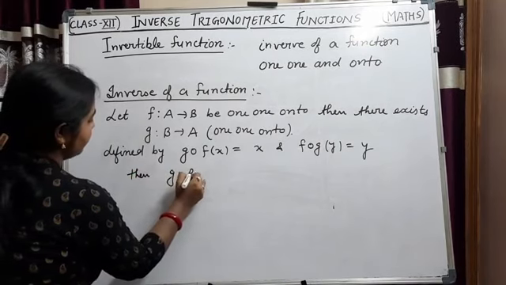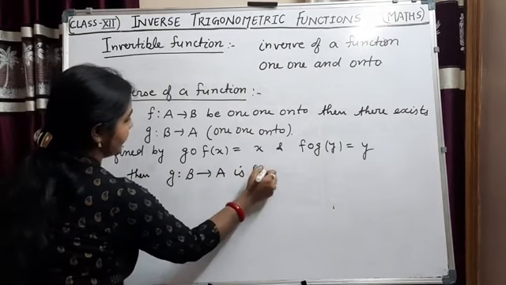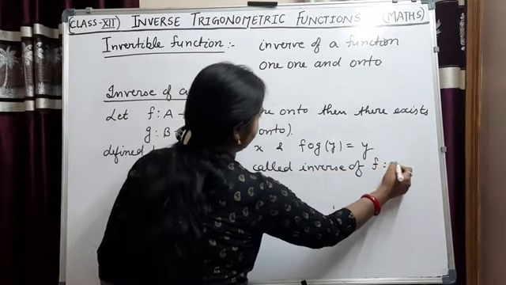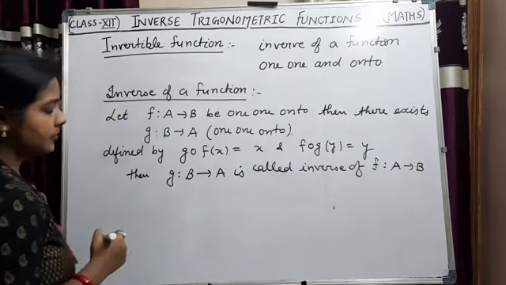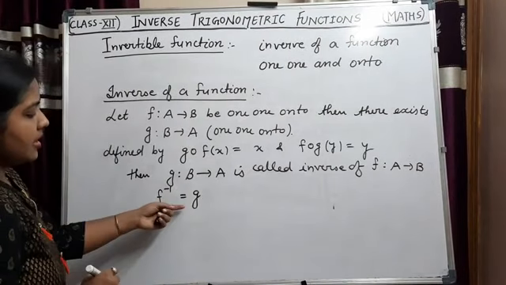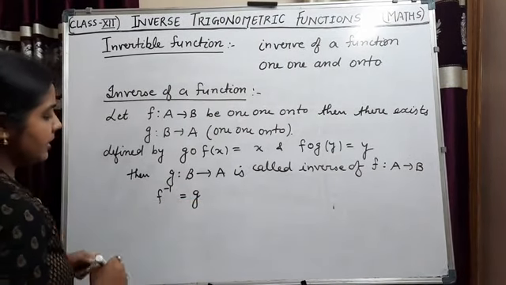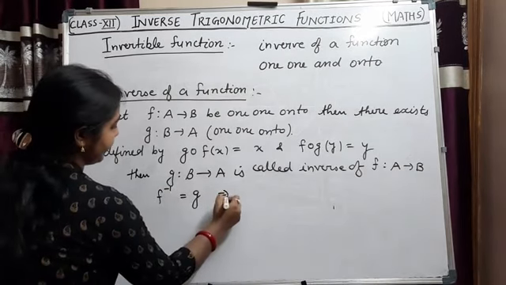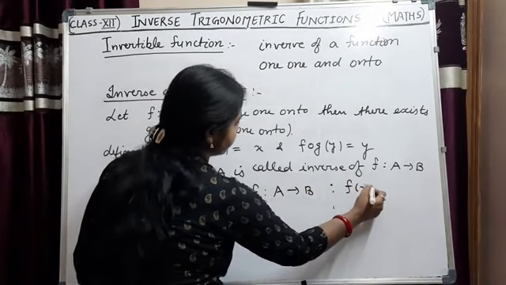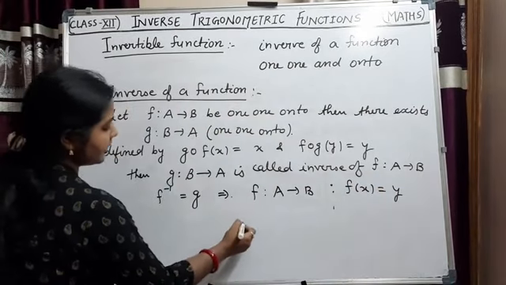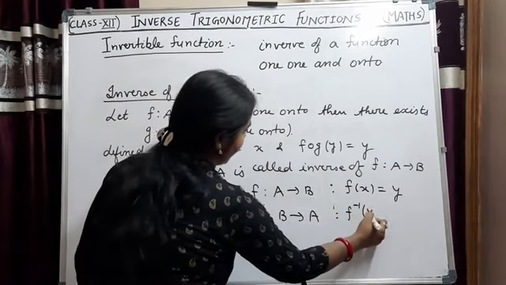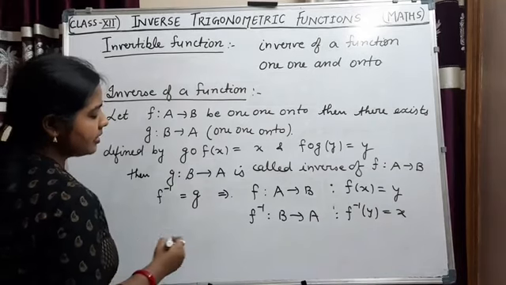g from B to A is called the inverse of f from A to B. And we can write that f inverse equals g. Means, if we have a function f from A to B such that f of x equals y, then its inverse we can write as f inverse from B to A such that f inverse of y equals x. You can see we are interchanging here.